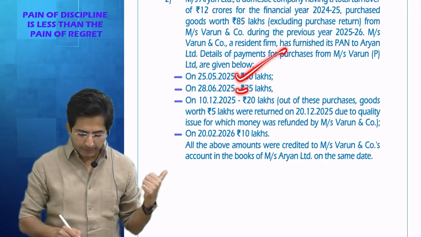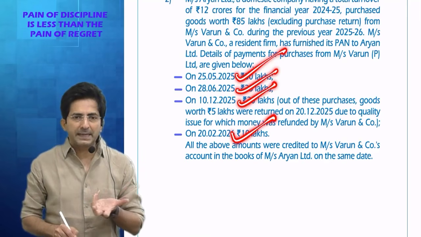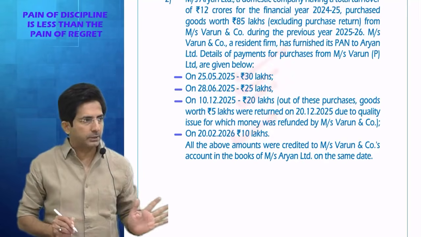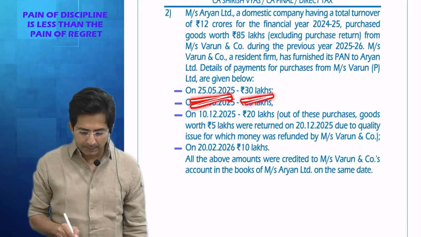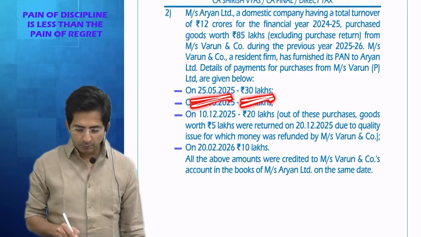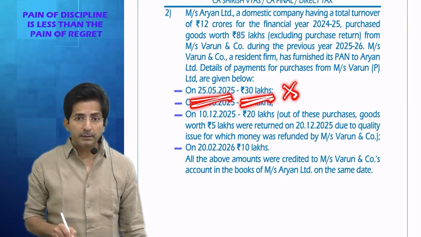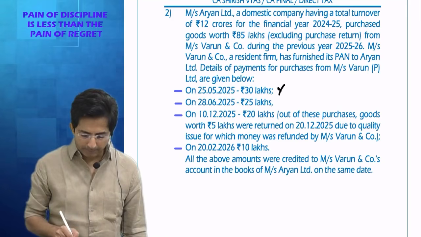Actually, there were 4 days when we purchased the goods. But anyways, our rule of 50 lakhs is aggregate of the financial year. All the threshold limits are aggregate of the financial year. So tell me date wise. On 25th May, the transaction was of 30 lakhs. So on this day, I will not deduct TDS. I will deduct TDS only when the purchase crosses 50 lakhs. So here TDS will not apply.